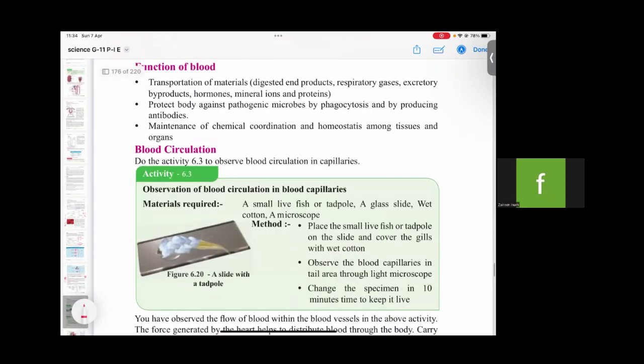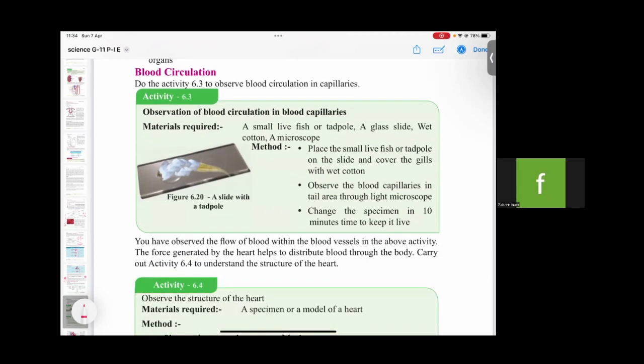Then what are the functions of blood? You just have to write the function of RBC, the function of WBC, the function of platelets. You can see transportation of materials like digested end products, respiratory gases, excretory byproducts, hormones, and so on. And then protecting the body against pathogenic microbes by phagocytosis and by producing antibodies. And also it maintains chemical coordination and homeostasis among tissues and organs. Let's see that later if we have time.